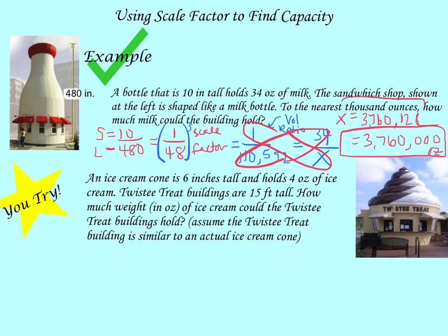And then you've got this last one. My picture's a little bit better though. We've got the good old twisty treat here, which is the shape of an ice cream cone. Now, it's not exactly the shape of an ice cream cone, so I do need you to go ahead and assume that they are actually the same shape, and then you can go ahead and do this problem. I will see you in class.